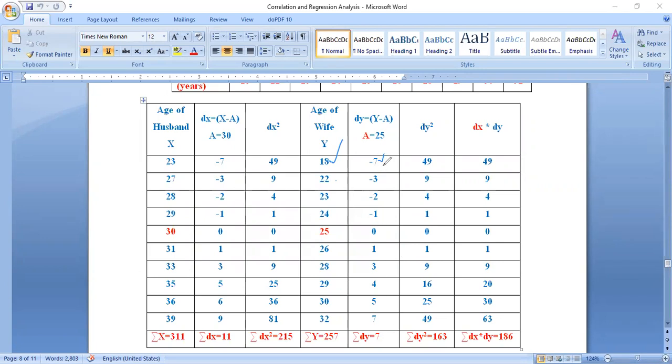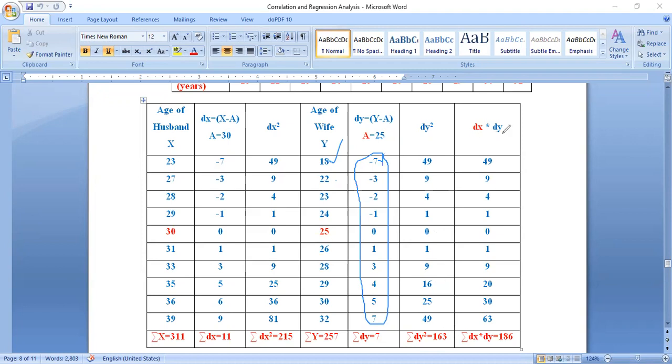Again, these dx values you got, just find the squares of all these values. That is, sigma dy square: 7 square is 49, 3 square 9, 2 square 4, 1 square 1, 0 square 0, 1 square 1, 3 square 9, 4 square 16, 5 square 25, 7 square 49. Sigma dy square is equal to 163.